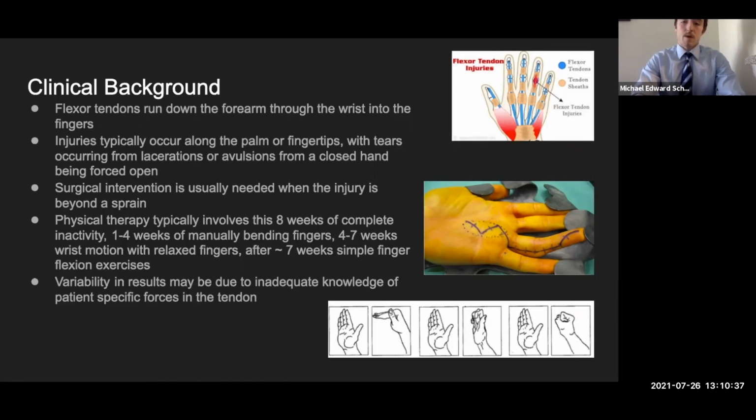Onto some clinical background. The flexor tendons run from the fingertip down through the wrist into the forearm muscles, and the injury is typically caused either from a laceration along the palm or an avulsion where a closed hand is forced open. Think of a rock climber losing their grip and the tendon pulling off of the bone. These injuries commonly result in surgery because anything beyond a sprain is going to need to be surgically repaired.